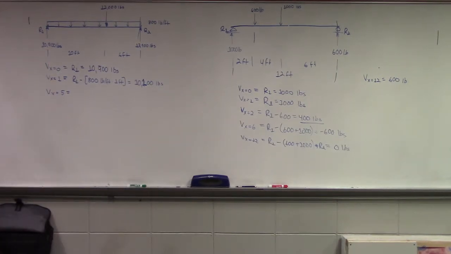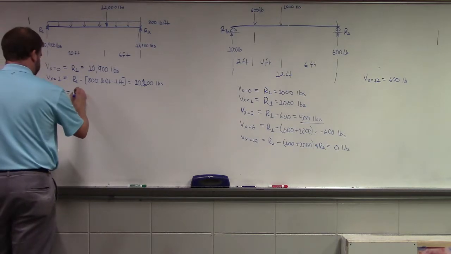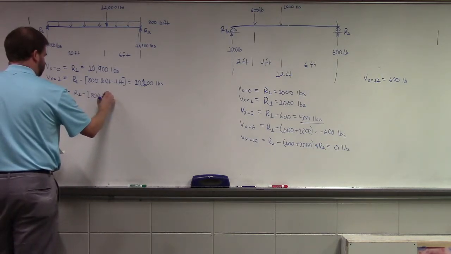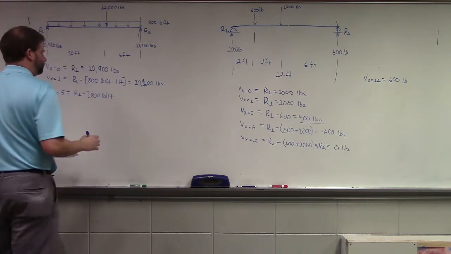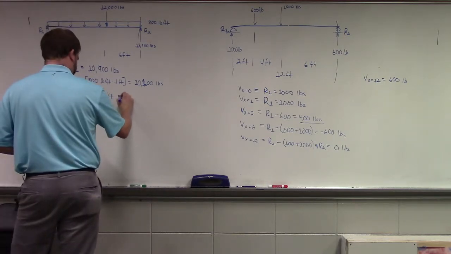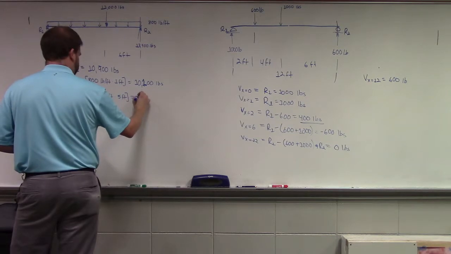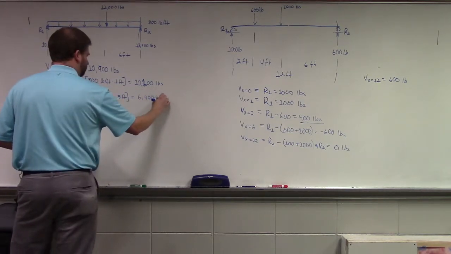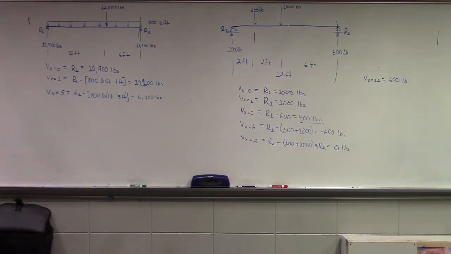If we make a cut 5 feet from R1, what would we have? It'd be 10,900 minus 800 pound-feet times 5, that's 4,000, so it'd be 6,900 pounds, right?